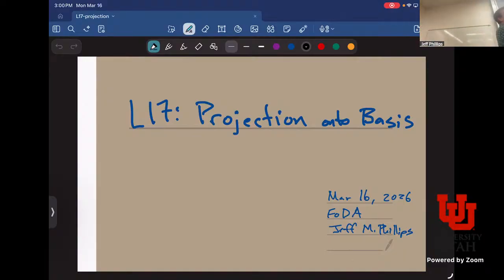Today we're going to talk about projection onto a basis. Again, this is something you hopefully have seen a bit of in a linear algebra course. We reviewed a bit of it earlier in the semester, but it's going to be important for setting the stage for dimensionality reduction.